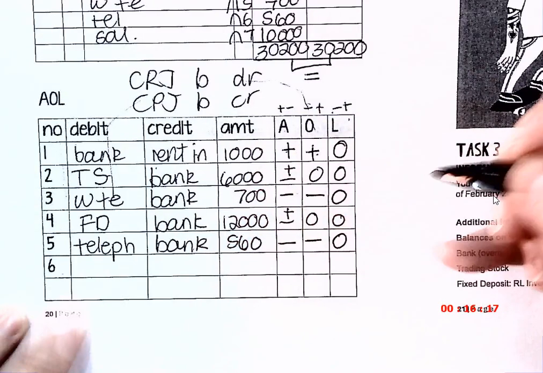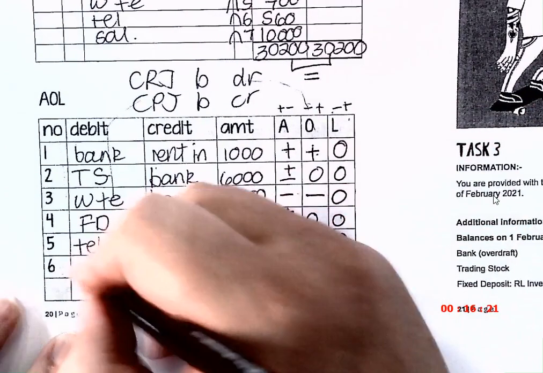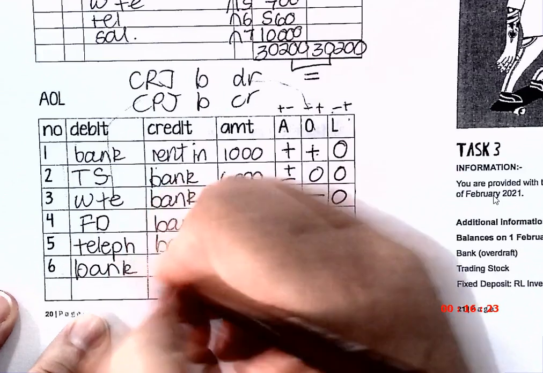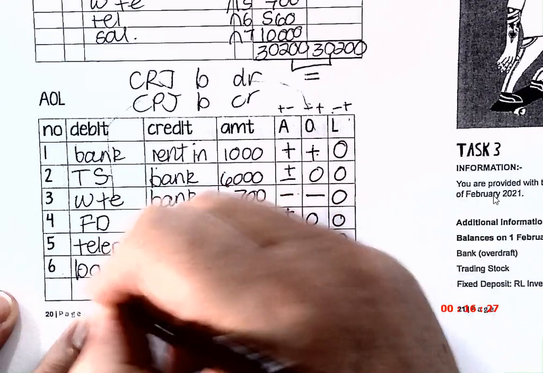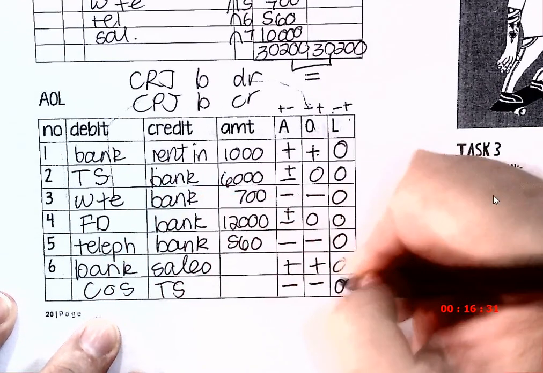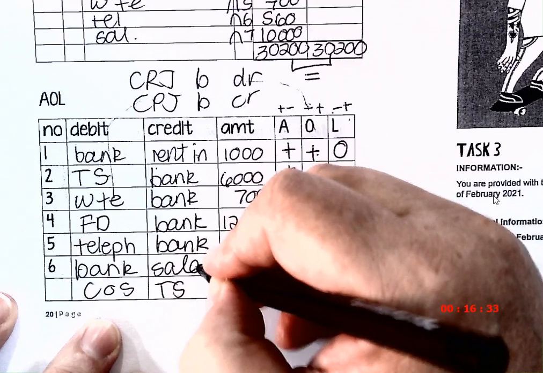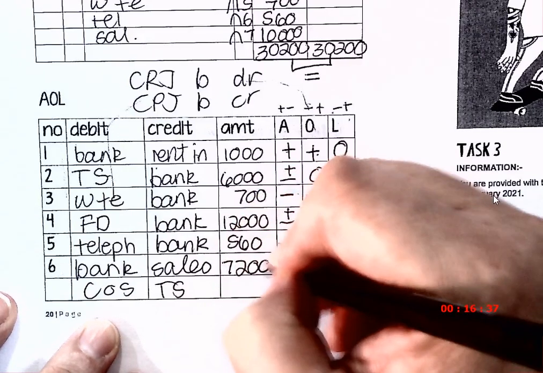Number 6 is sales. So it's bank, sales, plus 0. Cost of sales, trading stock, minus 0. With sales, I take the sales price. With cost of sales, I take the cost price.